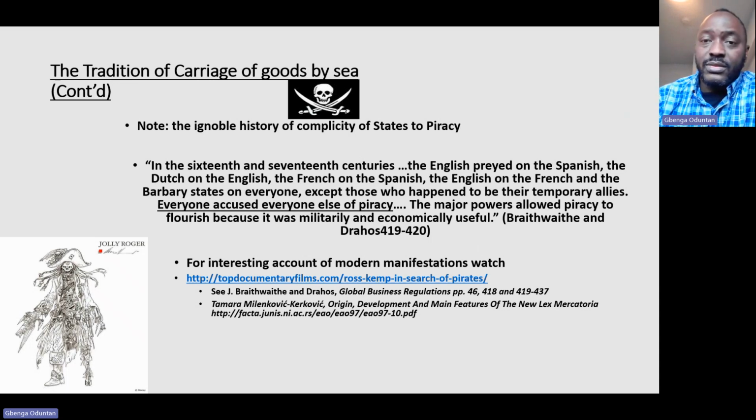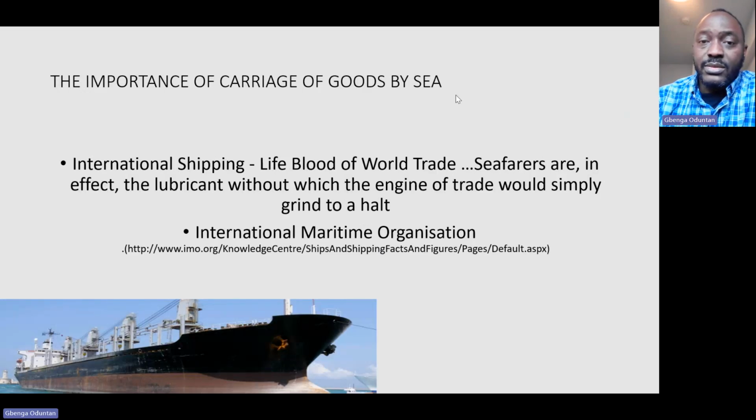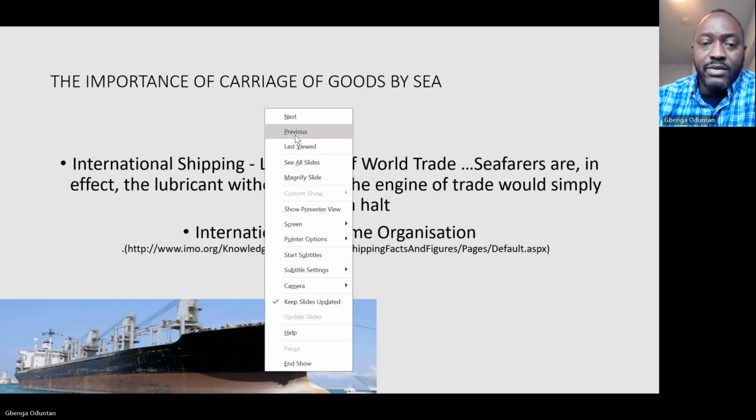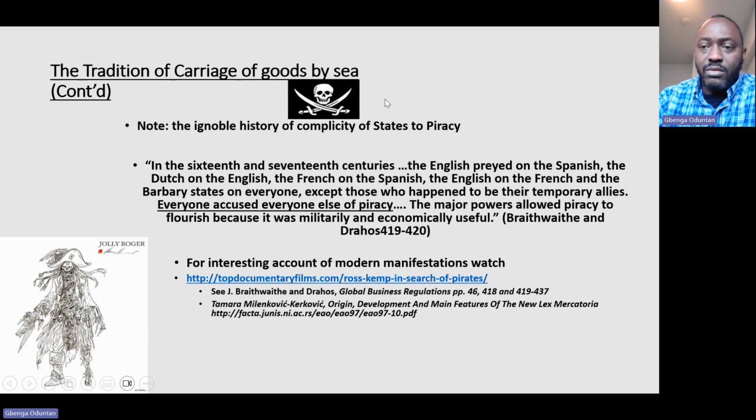Braithwaite and Drahos draw out for us a period in history when the Dutch preyed on the English, the French preyed on the Spanish, the English preyed on the French, and the Barbary states are said to have preyed on everyone else. In short, the major powers allowed piracy to flourish because it was militarily and economically useful.